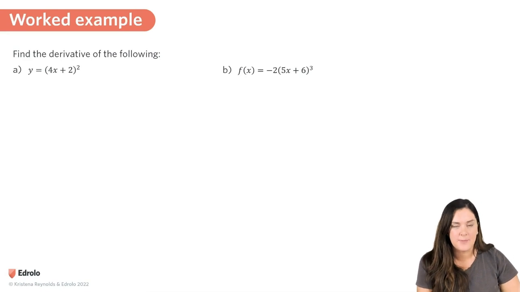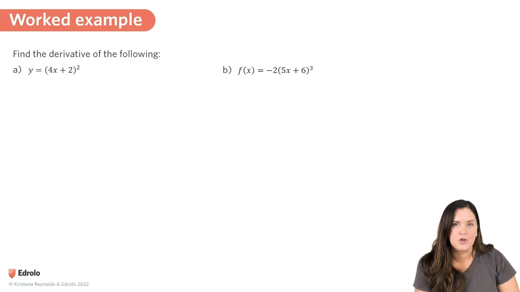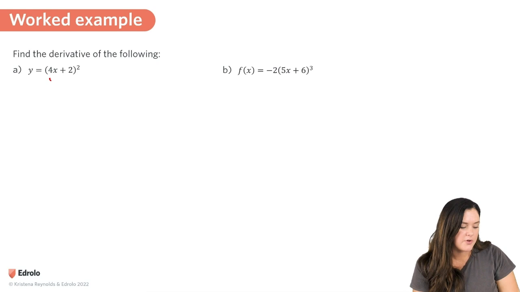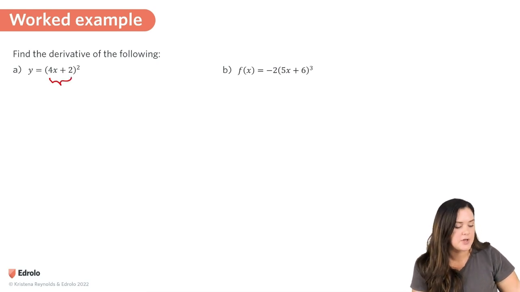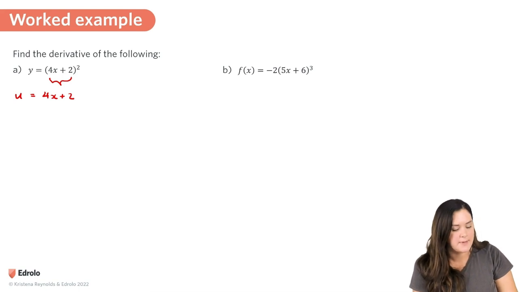We've got a couple of examples here. The first one, we're looking at y equals, in brackets, 4x plus 2, and then all squared. So a nice easy one to start with. Firstly, we're just going to identify what u equals. It is the function on the inside of those brackets. So the 4x plus 2 is u. We're just going to rewrite y in terms of u. That means we have y equals u squared.